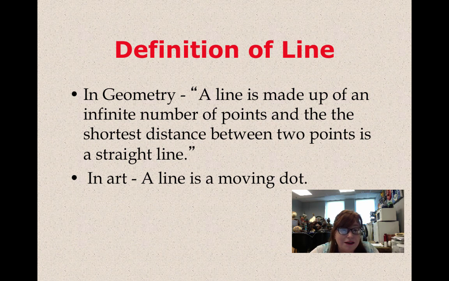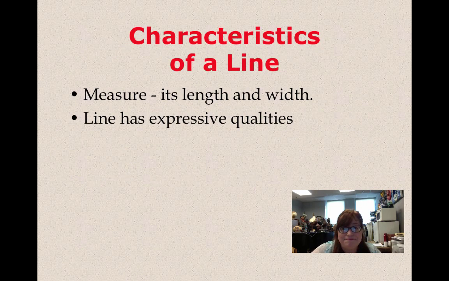And in art, a line is a moving dot. So think of it this way. When the artist takes their pencil or their paintbrush and they put it down to their paper or canvas, that very first mark is the dot, and then when they begin to move their paintbrush or their pencil, that is the moving dot. So as I said, line can have expressive qualities. It has measure, which is length and width, and those are the things that can give it expressive qualities. Also in the way that you look at it: is it a line that is completely straight, is it a line that has some curve to it, that sort of thing.